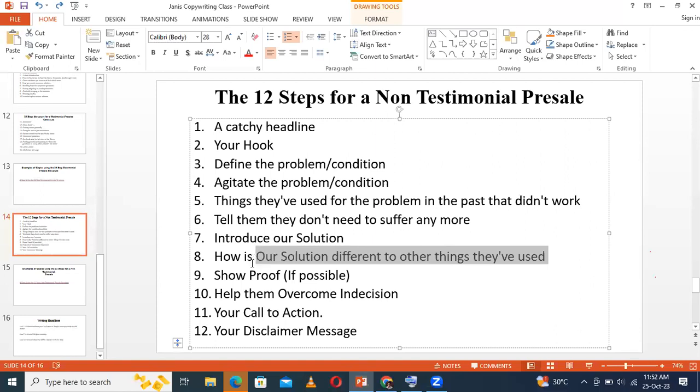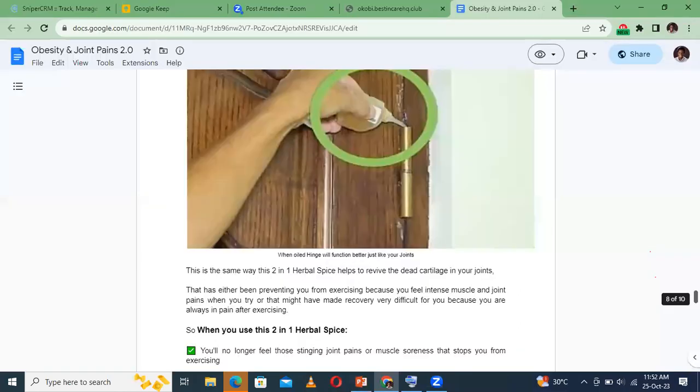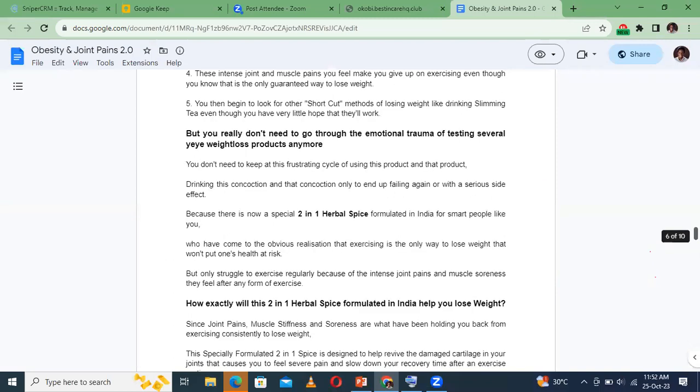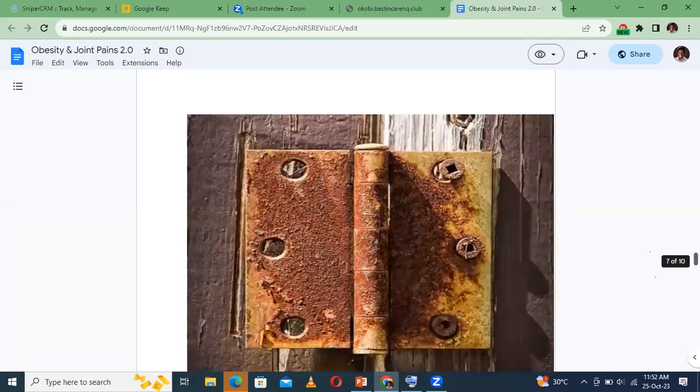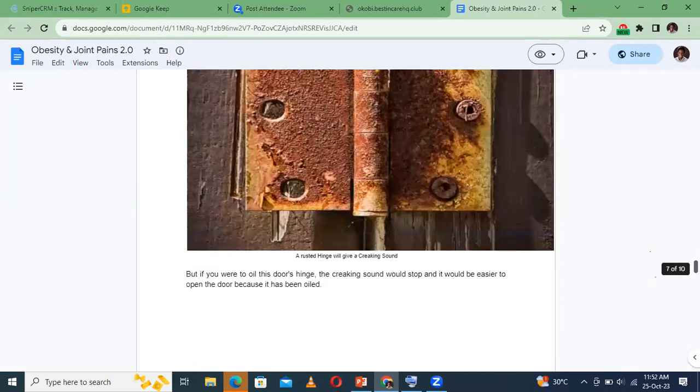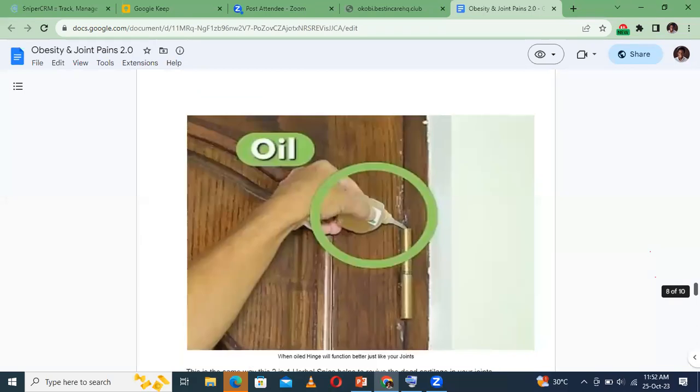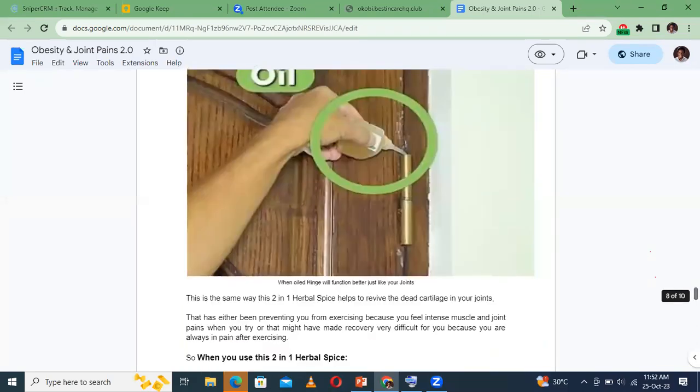How is our solution different to every other thing we used? See this part: how exactly will this help you lose weight? So this part is just explaining how it is different to every other weight loss method. This one will help them recover well from exercises, and not make them run from exercises. You understand? And once they're able to overcome their joint pain and muscle soreness with this product, they'll be able to exercise without worry.